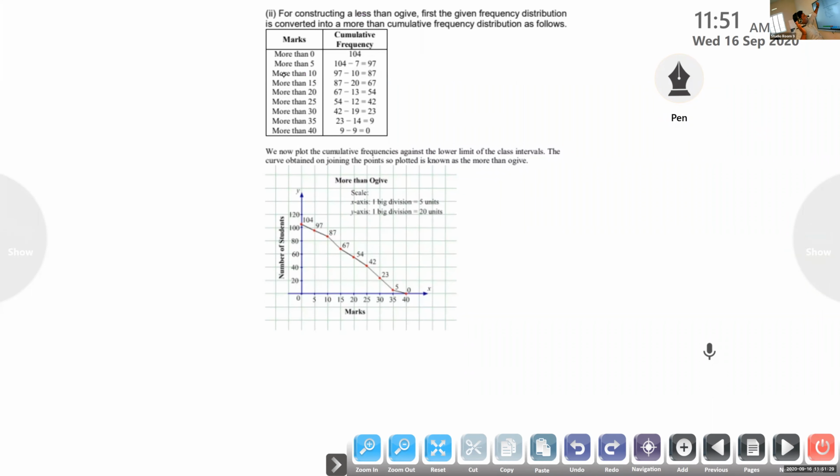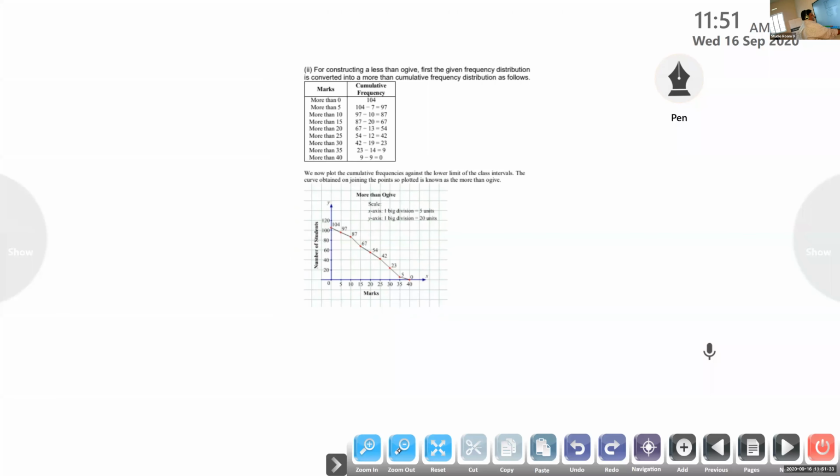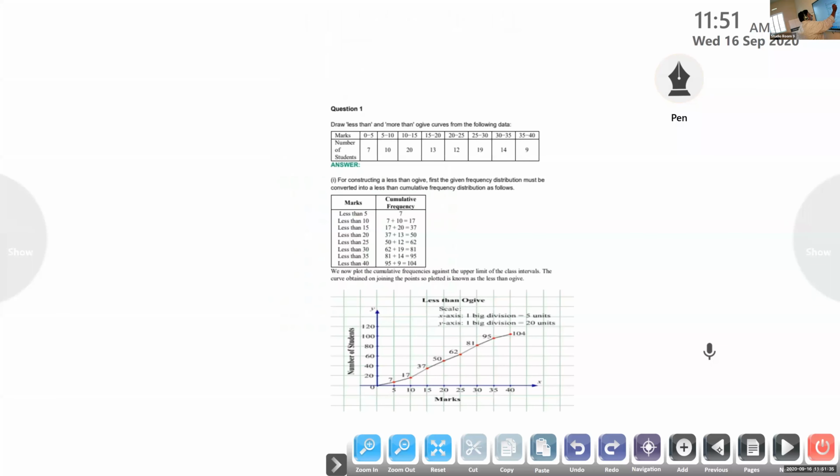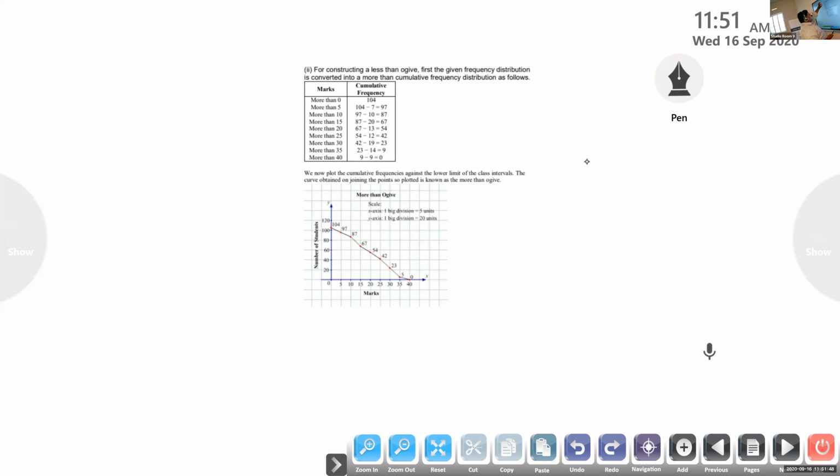104 minus 7. You can see in this, here 104 is the total one, and minus 7. So we will get this one. Here you can see more than 0, we know that 104 students are there. More than 5, so we want to reduce the number of students between 0 to 5, that is 7. So 104 minus 7, it is 97.